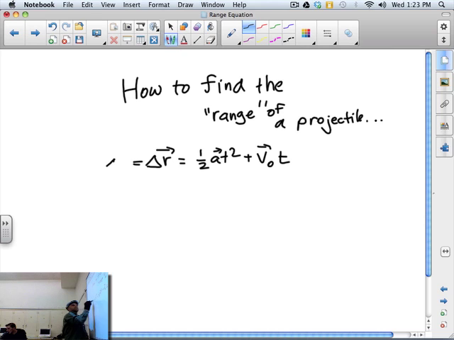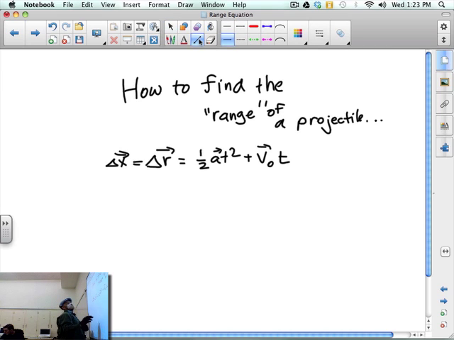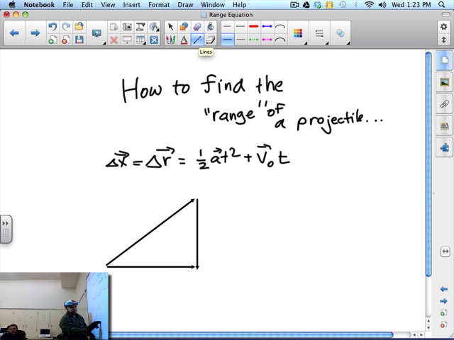You can call this delta x because the change in position is going to be horizontal for this range equation. Everybody good? That definitely makes life simpler. So you've got some random initial velocity at an angle, okay? You've got a being down, 1/2 at squared has to be down, and you've got delta x horizontal. Everybody good with that so far?